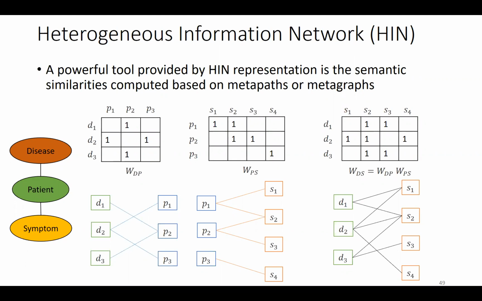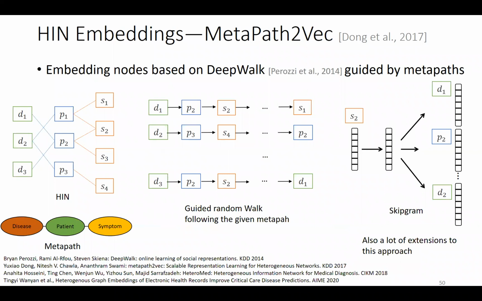So similar to this disease-patient-symptom metapath, we can also define many metapaths or metagraphs over the original heterogeneous information network. So given a metapath, it's also natural to extend the existing homogeneous graph embedding methods. A typical method is based on random walk. Here is a random walk guided by the metapath, which is semantically meaningful. Then the embedding that can be learned by the standard skip-gram algorithm will eventually reflect such kind of human knowledge.